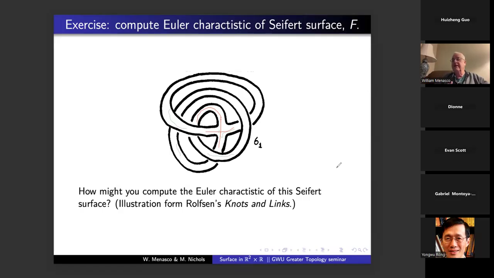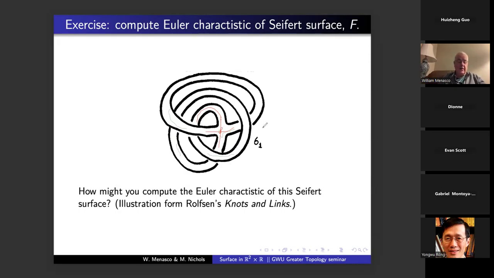The wedge of two circles has a cellular decomposition with one zero cell and two one cells. Then you take the alternating sum: one zero cell minus two one cells is minus one. So that would be the Euler characteristic. And you can see it as a disk with two one-handles, so it's another way of thinking of two minus one.